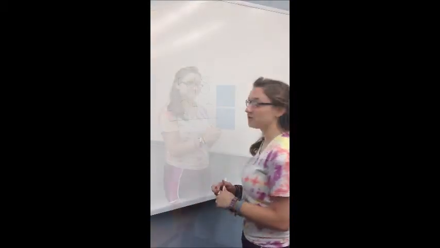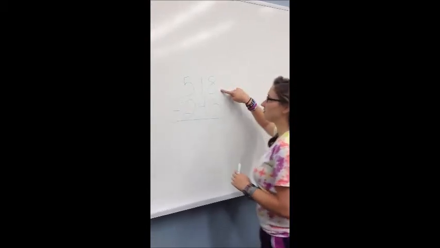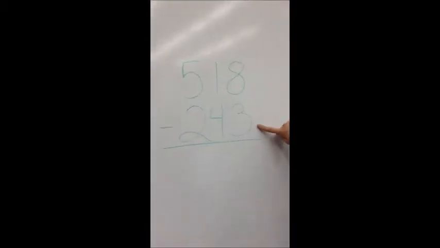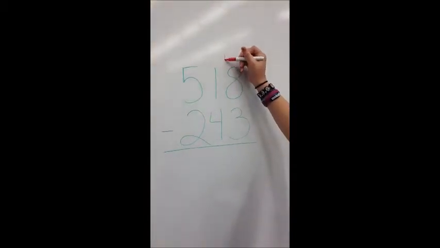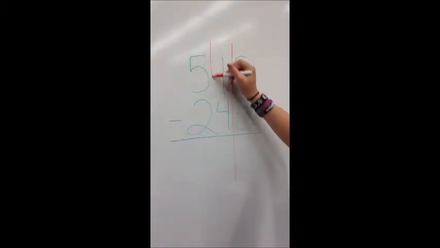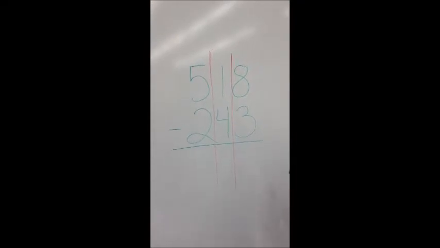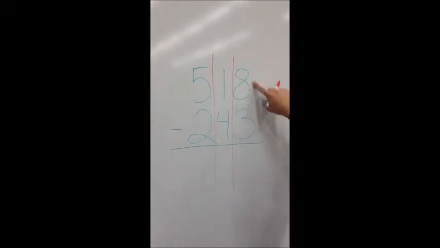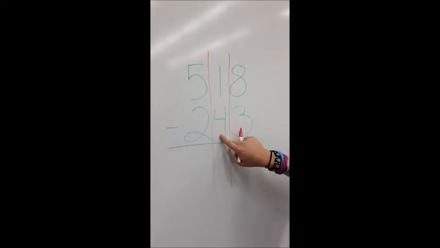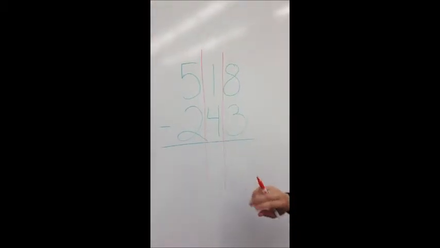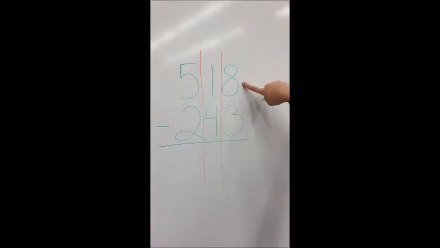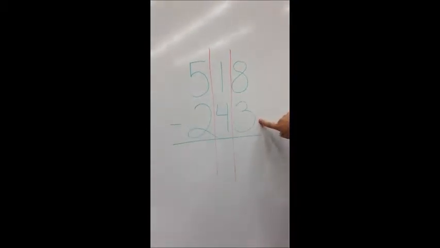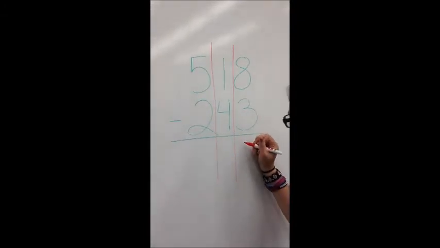We're going to subtract with regrouping. So we have 518 on the top minus 243. You always put the smaller number on the bottom. So I'm going to draw lines to separate our place values so we don't get confused. So here we have our ones place, here's our tens place, and here's our 100s place. We're going to work from right to left. So first we're going to start with our 8 minus 3. 8 minus 3 is 5.